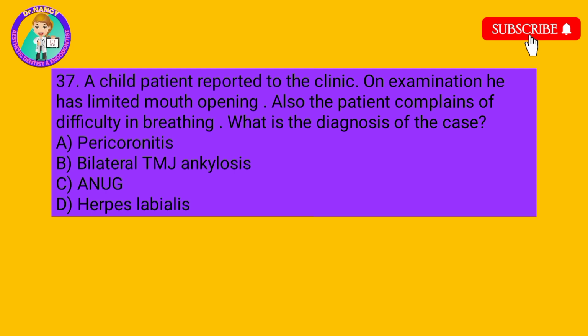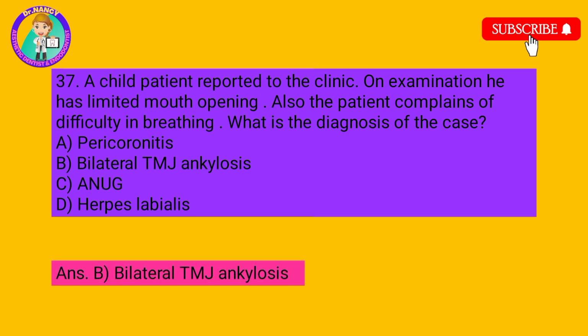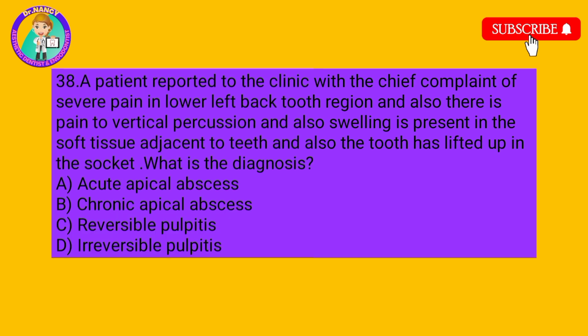A child patient reported to the clinic. On examination, he has limited mouth opening. Also, the patient complains of difficulty in breathing. What is the diagnosis of the case? Pericoronitis, bilateral TMJ ankylosis, ANUG, herpes labialis. Answer, bilateral TMJ ankylosis.